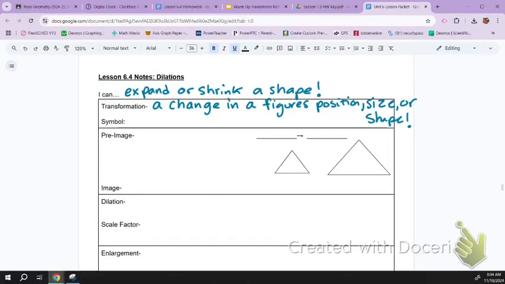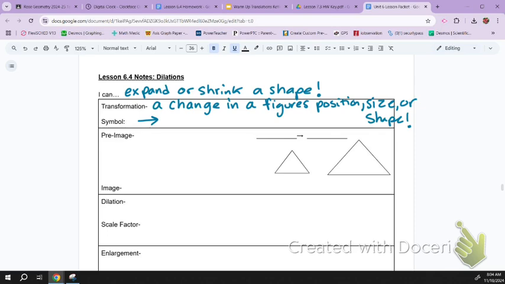So today we're going to talk about dilations, but in general, we've been doing transformations. We've been changing position. That's translations. That's reflections. Today we're really going to talk about size and shape with a dilation. The symbol for a transformation is an arrow. You'll see that arrow. And we've already talked about pre-image and image, but I want to define it again.